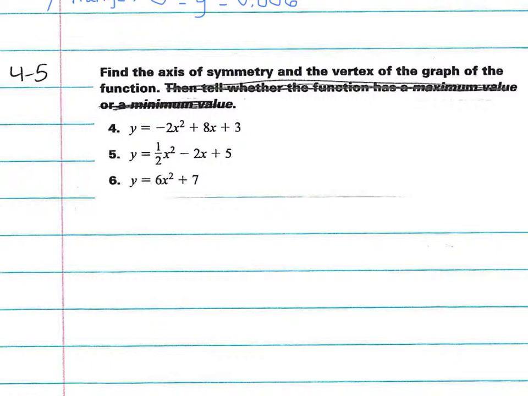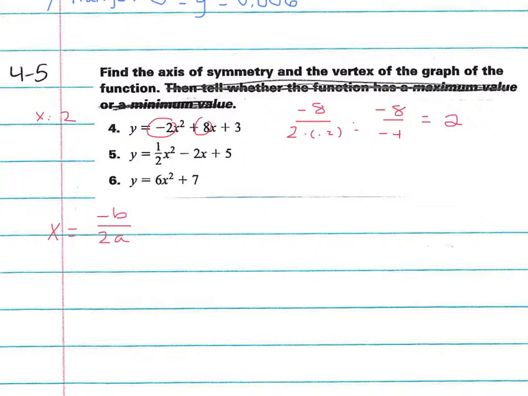In questions 4 through 5, you will be finding the axis of symmetry and the vertex of the graph of the function. To start with, to find the axis of symmetry, you're going to find x equals negative b over 2a. So let's find that one for number 4. On number 4, b is 8, so it's negative 8 over 2 times negative 2, which is negative 8 over negative 4, which is a positive 2. So the axis of symmetry on number 4 is positive 2. So we answer it x equals 2.